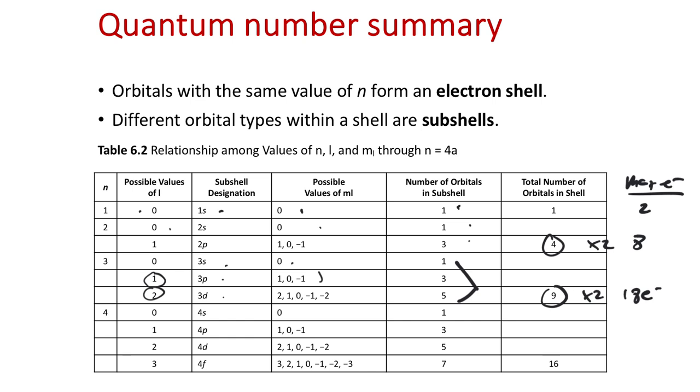And then if we keep going, n equals 4, we have 4s, 4p, 4d, 4f. We're just increasing from 1 to 3 to 5 to 7 orbitals. That's 16 total, times 2, so 32 electrons max in that shell.